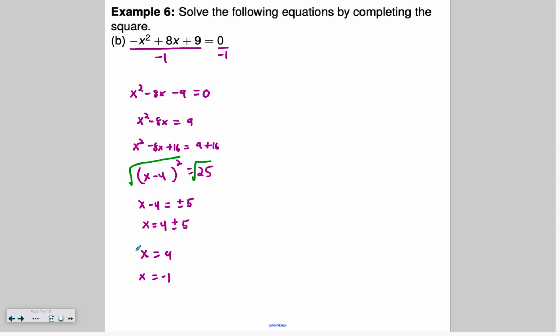Now, here's a little trick of the trade. If you get whole number, or sorry, integer answers like this, that means at the very beginning, this was factorable. It means that we could have used the zero product property. It means, even though I'm requiring you to complete the square on these, this whole assignment, that is important to note.